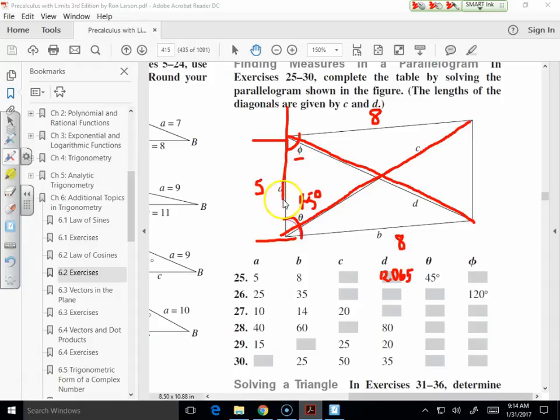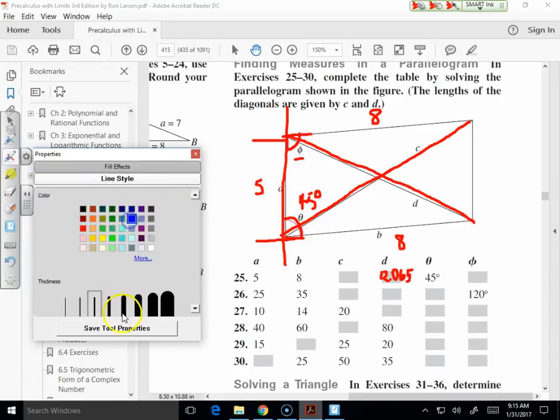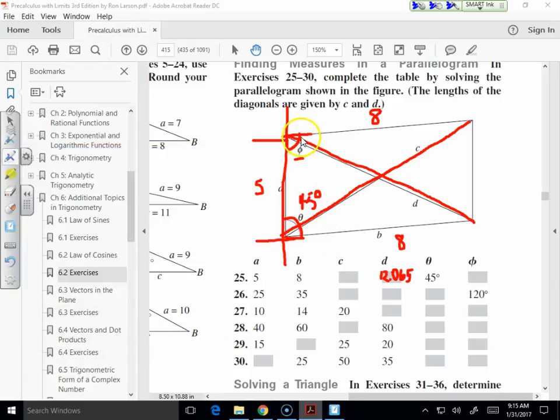Parallel. So we have a transversal going through. Kiddos, angles on the same side of the interior of a transversal are congruent? No, they aren't congruent. That's alternate interior angles that are congruent. On the same side, they're supplementary. They add up to be 180. So if I know the bottom one is 45, then question, what would the top one be? 135. So you can go ahead and fill in phi to be 135.